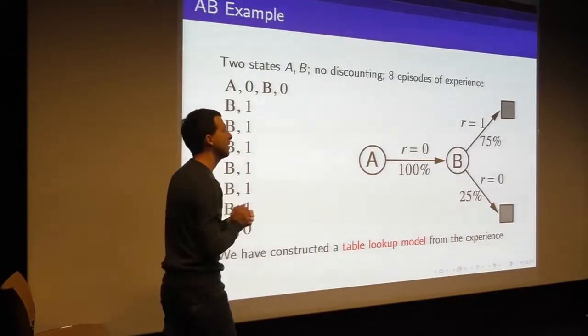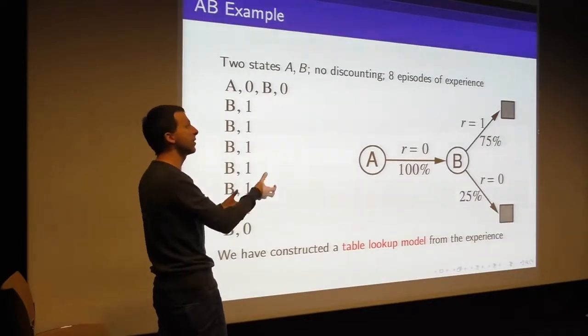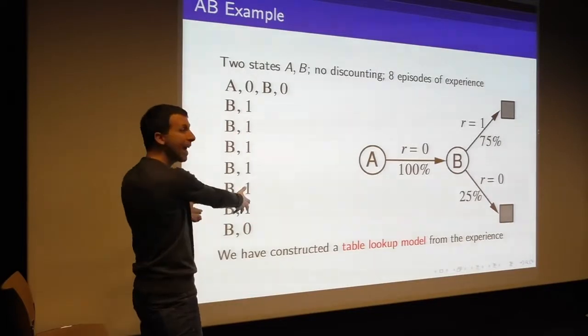This is what we saw in the TD, that TD was kind of doing implicitly. Now we're making that explicit. We're explicitly building this model. So we're going to build the model, the table lookup model, that corresponds to these counts and these rewards that we've seen.